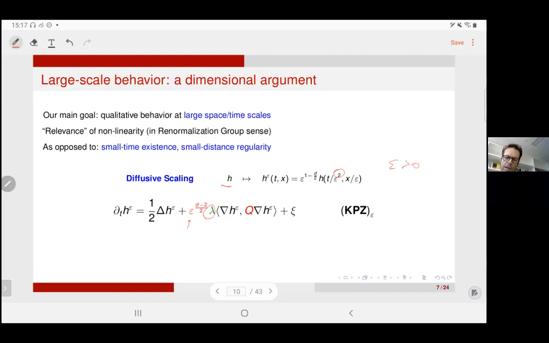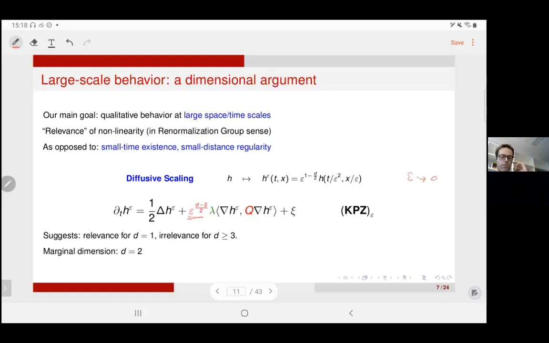And xi is again a white noise. So at least formally, the only thing that happens is that lambda changes. And so what one can guess in this case is that, well, since this prefactor epsilon to the (d minus 2) over 2 goes to, so now we are interested in epsilon going to zero because that means large time and space. In that limit, this prefactor goes to zero in dimension at least 3 and blows up in dimension 1 and stays what it is in dimension 2.